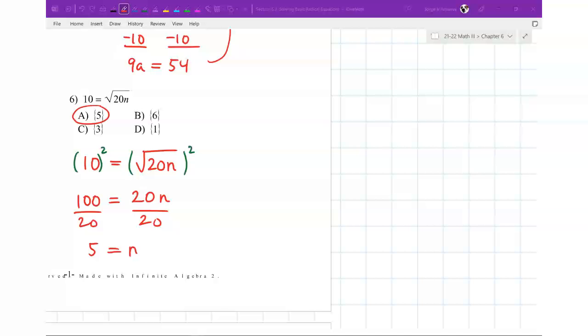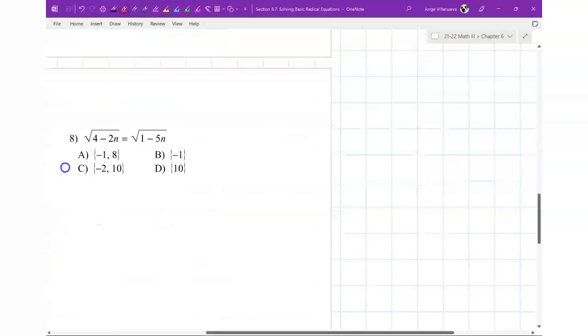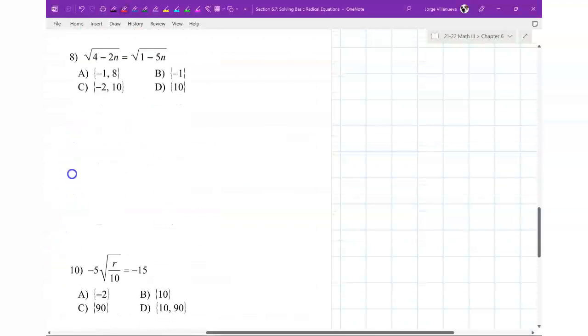Again, solving these problems is not hard once you get rid of the square root, right? Eliminate the square root, it becomes an algebraic problem, like from Algebra 1, from Math 1. It's a multi-step equation. I don't think there should be anything you guys are too worried about doing. Now, we get to questions like number 8.